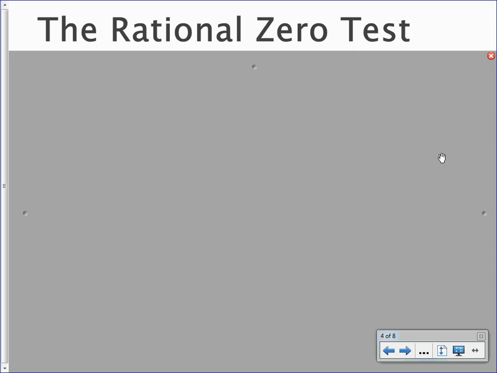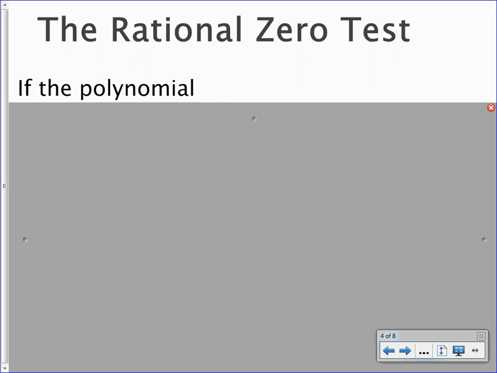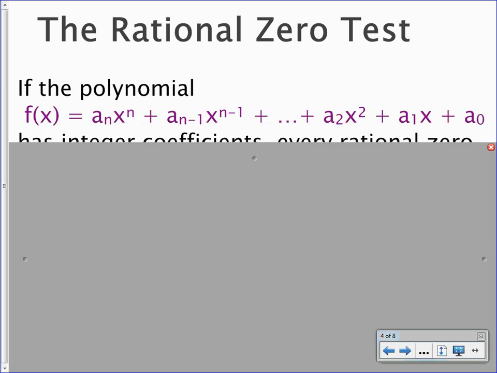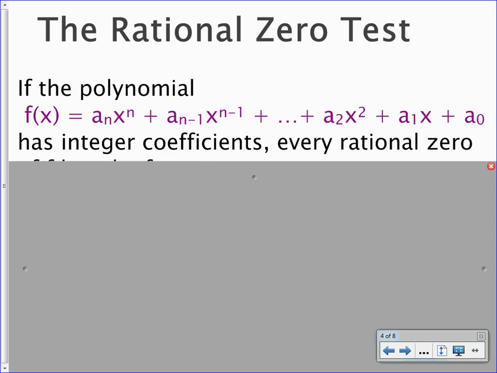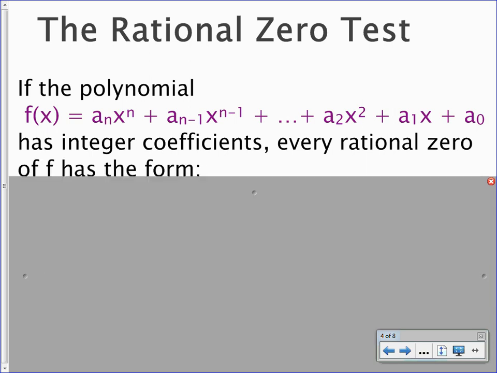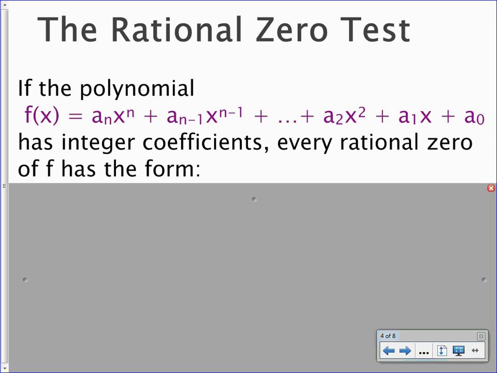Well, we can't just start guessing and checking random numbers. We don't want to start with a pool of an infinite amount of numbers to start guessing and checking. But there's this thing called the rational zeros test that says if we have a polynomial with integer coefficients, then every zero that is rational, what does rational mean?